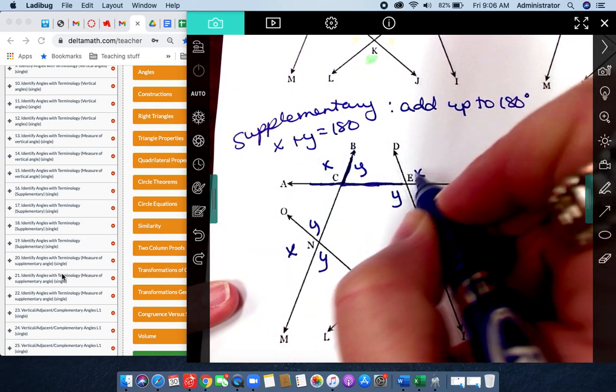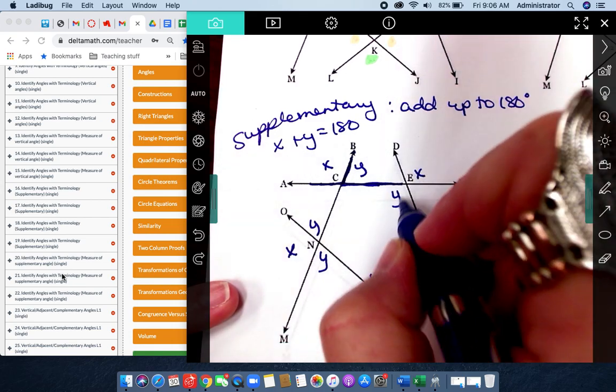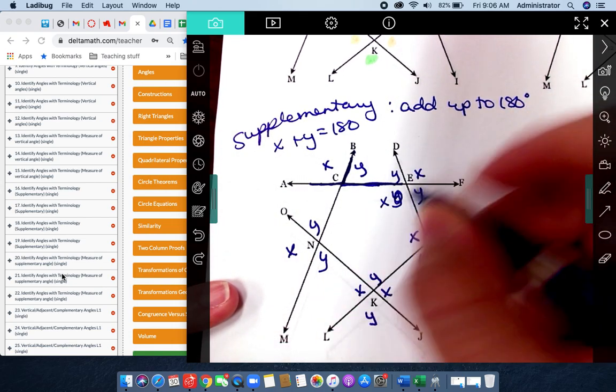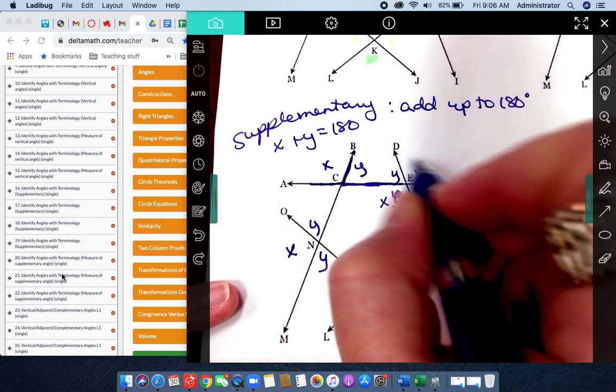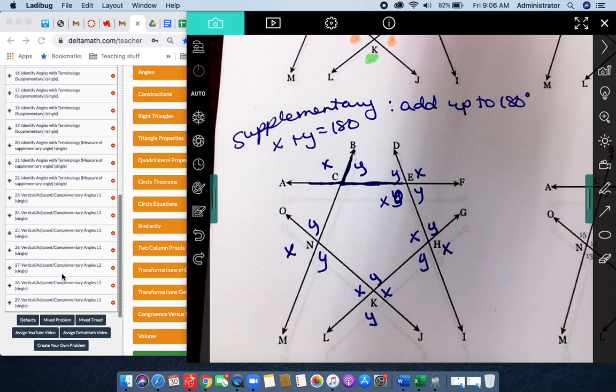So I can name them however I want. It doesn't mean that all the X's are the same, but in terms of being across from each other... Oops, I should have done X here. Y, these would be congruent, but together X and Y would add up to 180. So that's what it means to be supplementary.